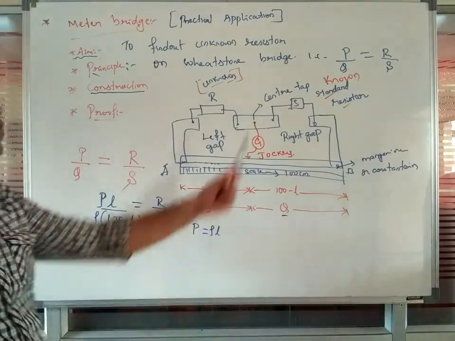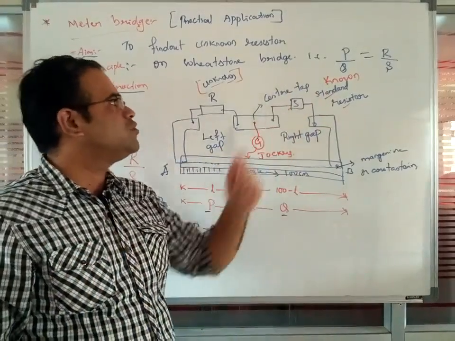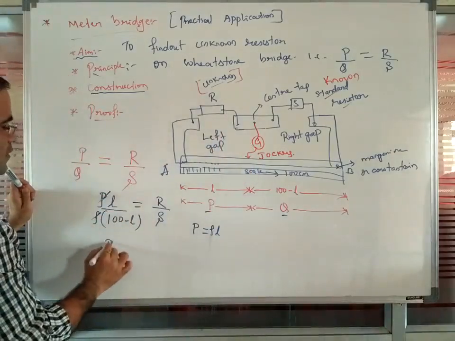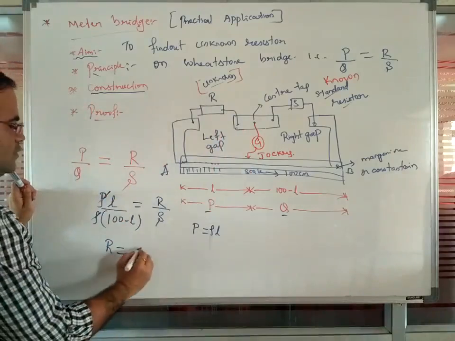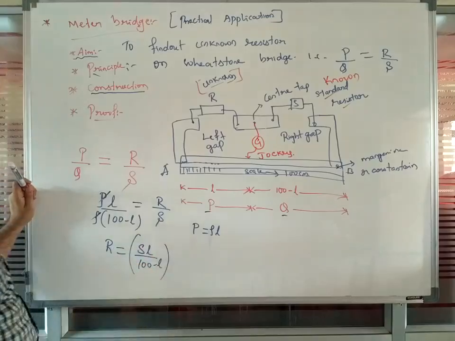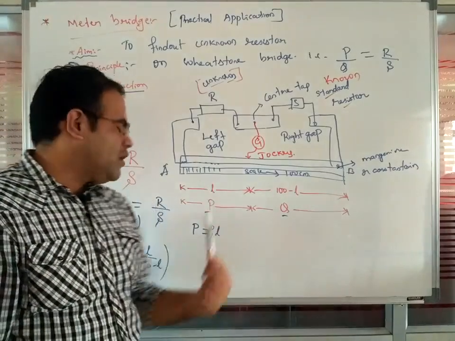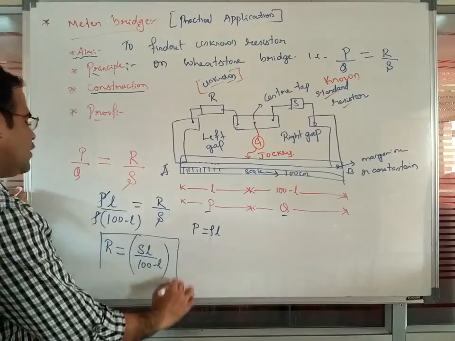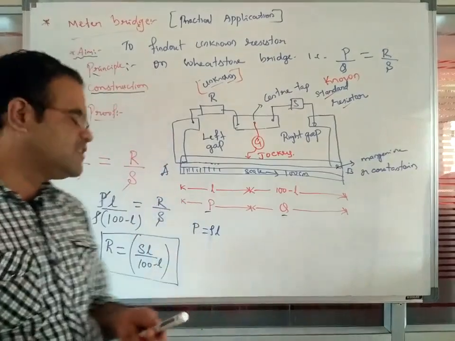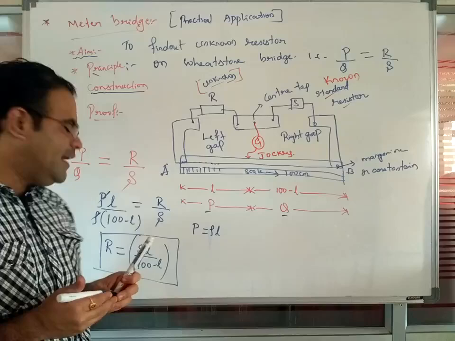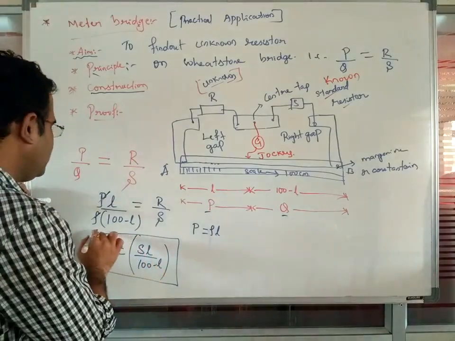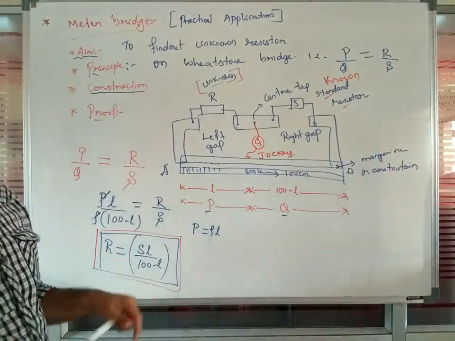S is the known resistor, that is, we substitute the value we know there, and we identify the R value. So rho gets cancelled here. So R is equal to S into L divided by 100 minus L. You are going to use this equation to identify the unknown resistor in the given circuit here. This is a very, very important equation, and you are going to observe it in the practicals also.